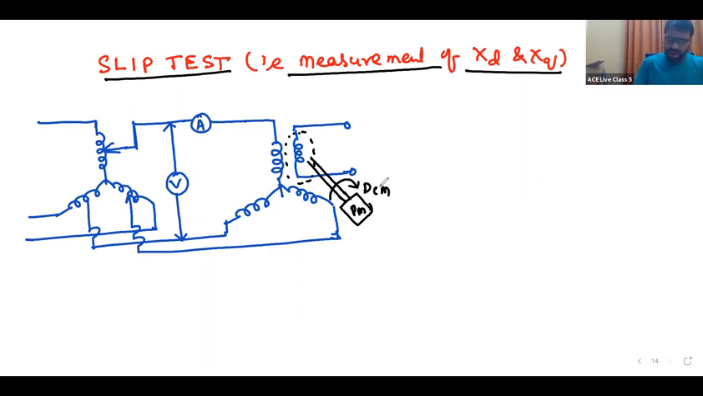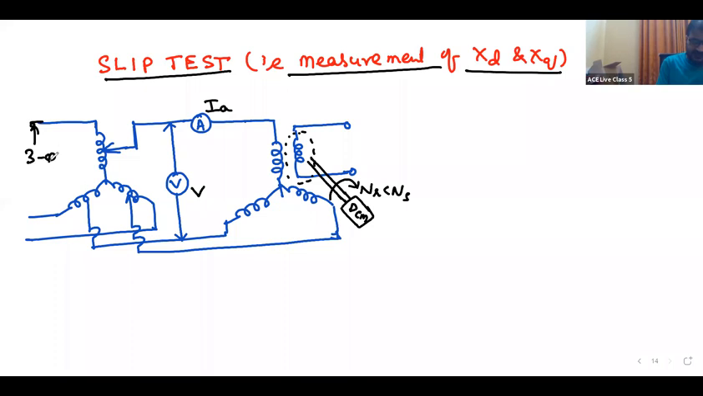With a DC motor, or any prime mover, we can rotate it at less than synchronous speed. Say, I am taking a DC motor. It is driven, NR is less than NS. This is an ammeter, measures current. This is a voltmeter. This is the three-phase AC supply, say frequency is 50 hertz. This is the three-phase variac.